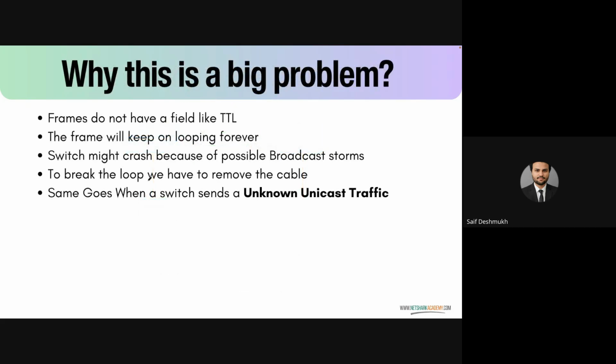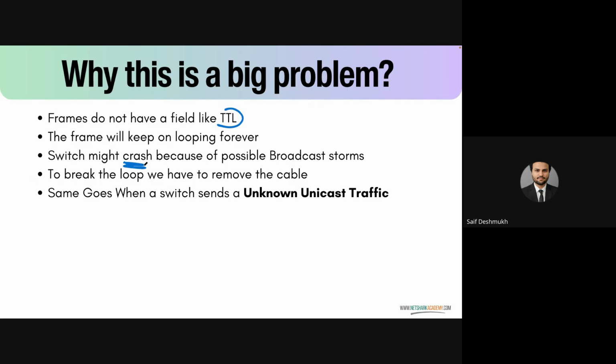This is a problem because frames do not have a field like TTL. This is inside of an IP header, which tells us how far the packet can go. After that number gets to 0, the packet will be dropped, or it simply dies. A frame doesn't have that. A frame can keep on looping forever and ever. Because of this, as you can see, those frames were doubling every second. Because of that, the switch may crash.